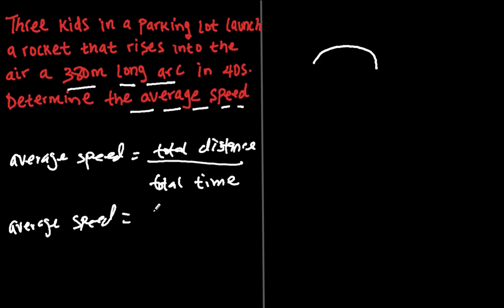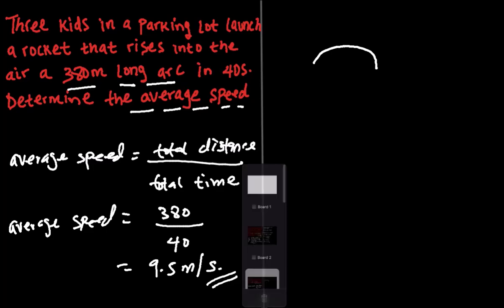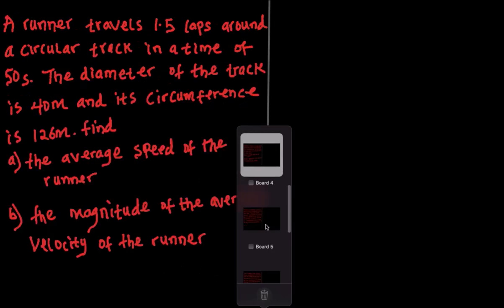So your average speed is going to equal total distance, 380, over the total time taken, which was 40 seconds. So average speed is going to equal 380 over 40. Then 380 divided by 40 is going to equal 9.5 meters per second. So that is what they wanted us to do, and that is the correct way of solving this, right? For average speed, what we are concerned about is total distance. The total distance is the length of the arc, and that is it. All right, let's see another question.